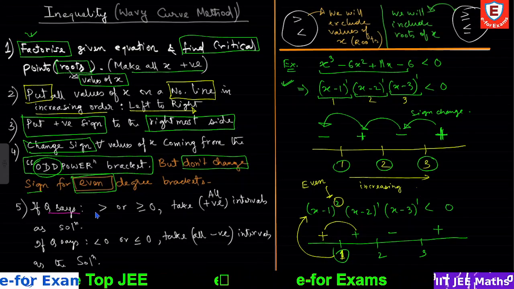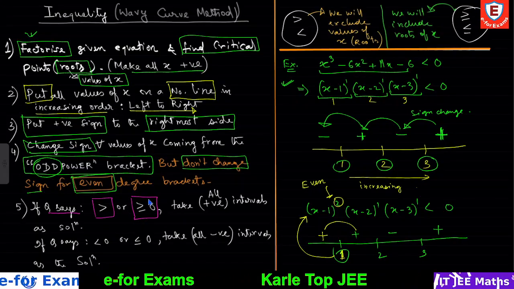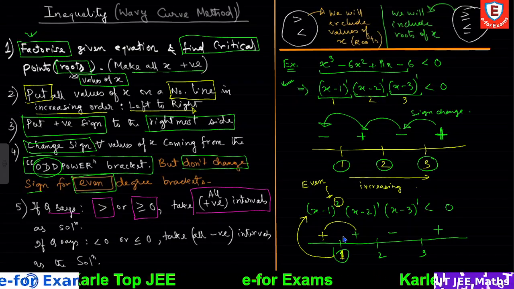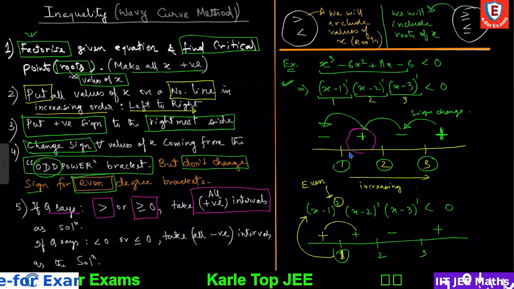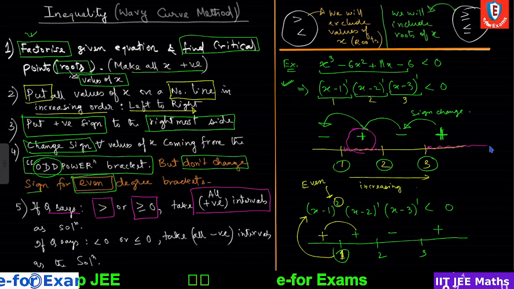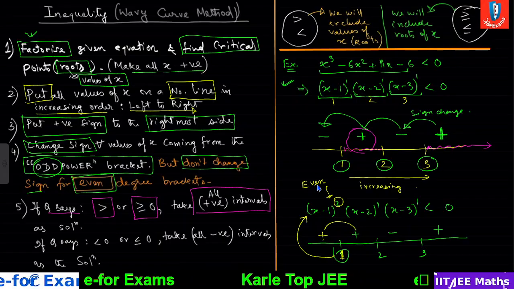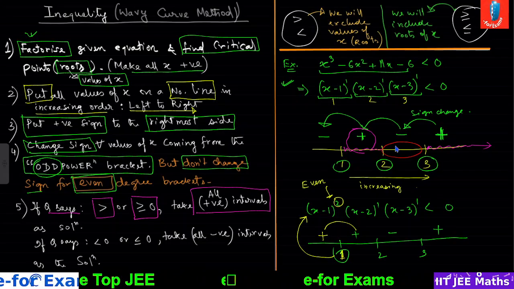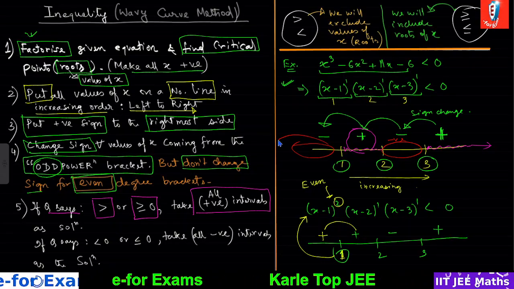Question says greater than or equal to 0. Take all positive intervals. Here intervals means this is interval. Positive interval means this one, right? This whole thing. This is positive. Again, here also positive, right? This whole thing up to infinity. This is positive. This is negative. This one is negative. Negative interval. This is again negative. From 1 to all, this is negative again.